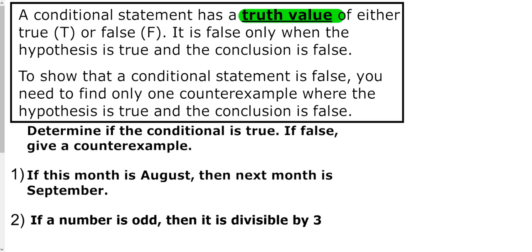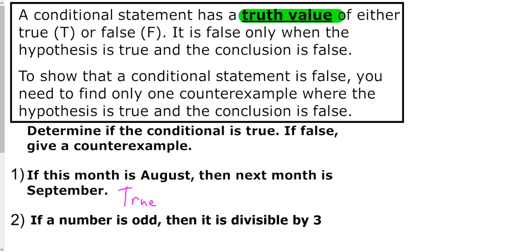If this month is August, then next month is September. Well, we know that every time that we have the month of August, so every time that I make the hypothesis true, the next month is going to be September. That after August always comes September, so this is always true.